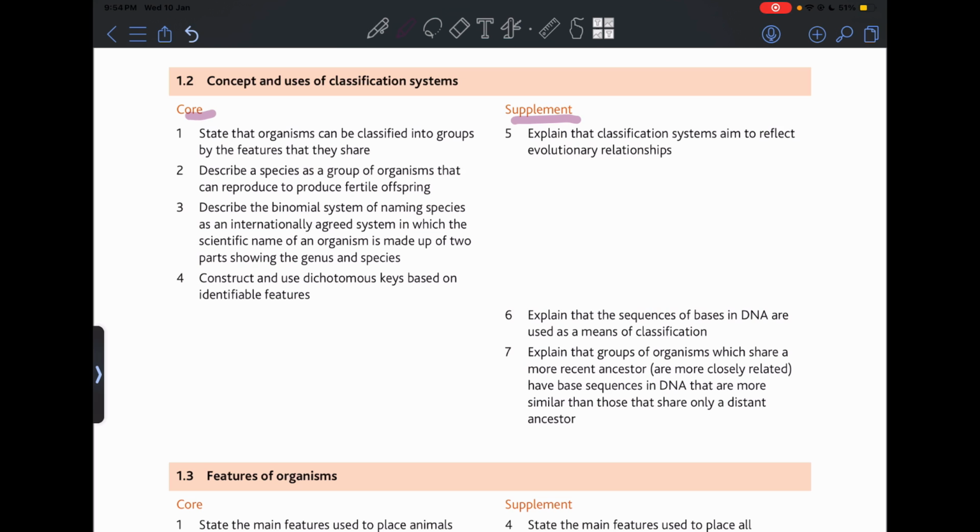And also, you have to describe the binomial system of naming species as an internationally agreed system in which the scientific name of an organism is made up of two parts showing the genus and species. So this is also memorization. This is like a definition. So you have to know all of this stuff.